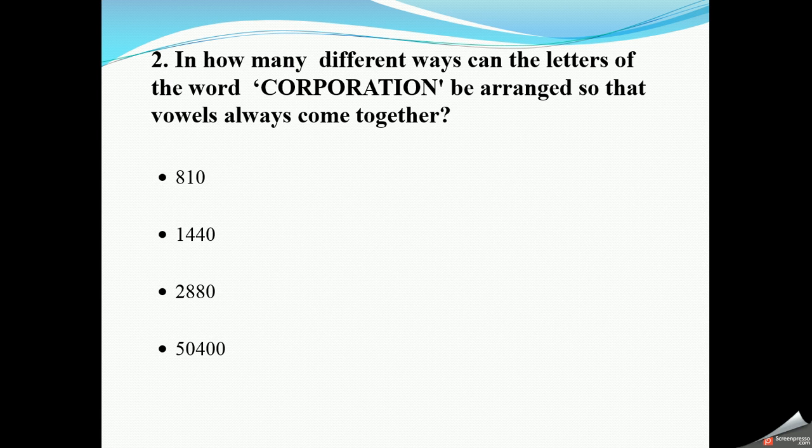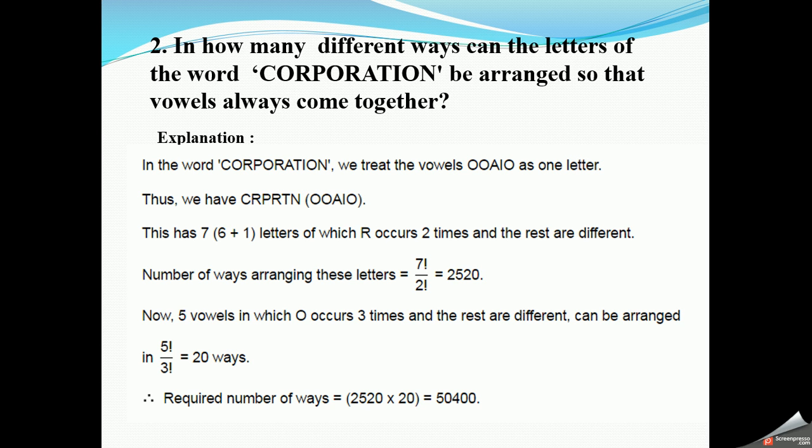Now moving towards the next problem. In how many different ways can the letters of the word CORPORATION be arranged so that the vowels always come together? While solving this type of problem, you have to just find the vowels in the given word and make those vowels as one letter. Thus, we get the vowels O as one unit and the remaining as another part. So when we add 6 plus 1, it means 6 letters, that is C, R, P, R, T, N, and the overall vowels as 1, which equals 7.